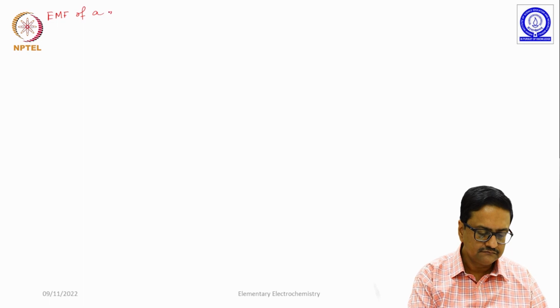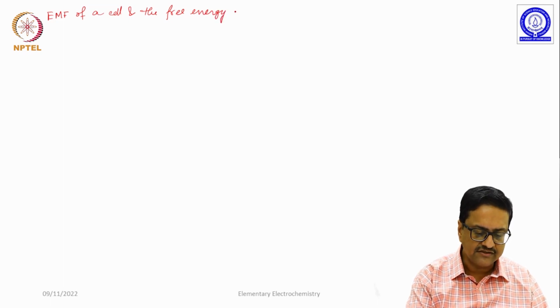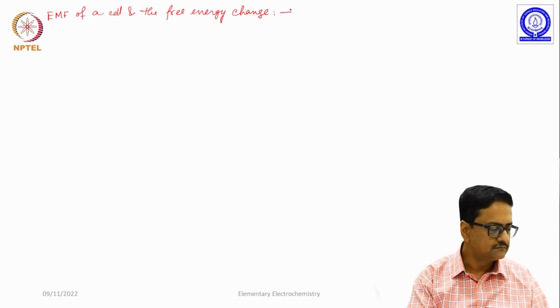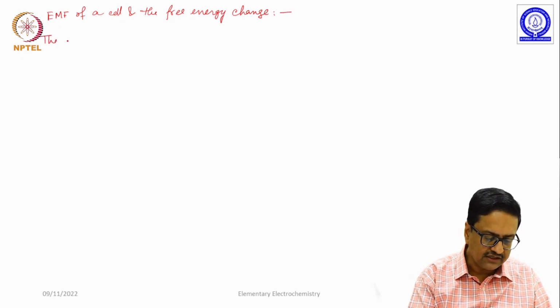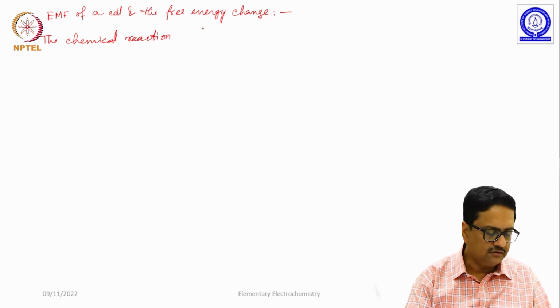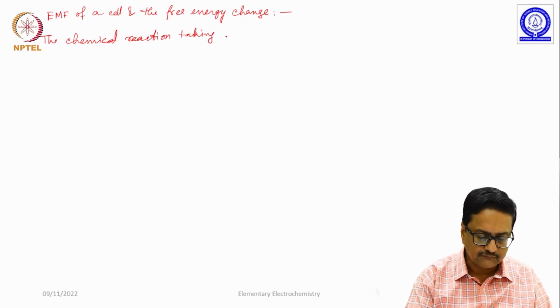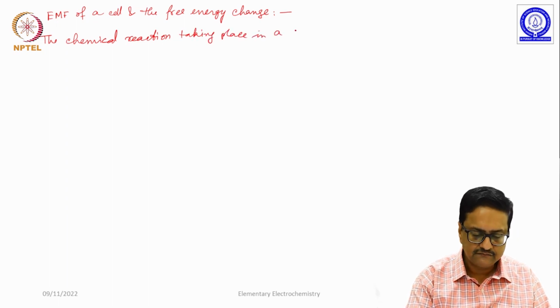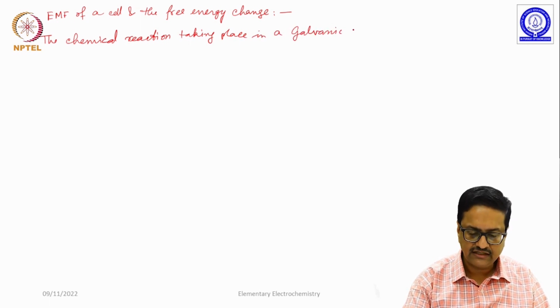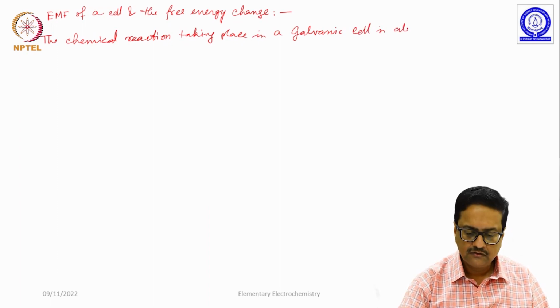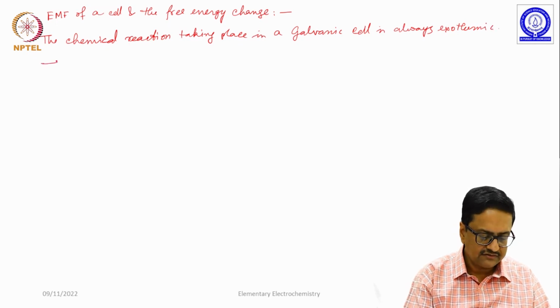of a cell and the free energy change. The chemical reaction taking place in a galvanic cell is always exothermic, that is, a quantity of heat is evolved.